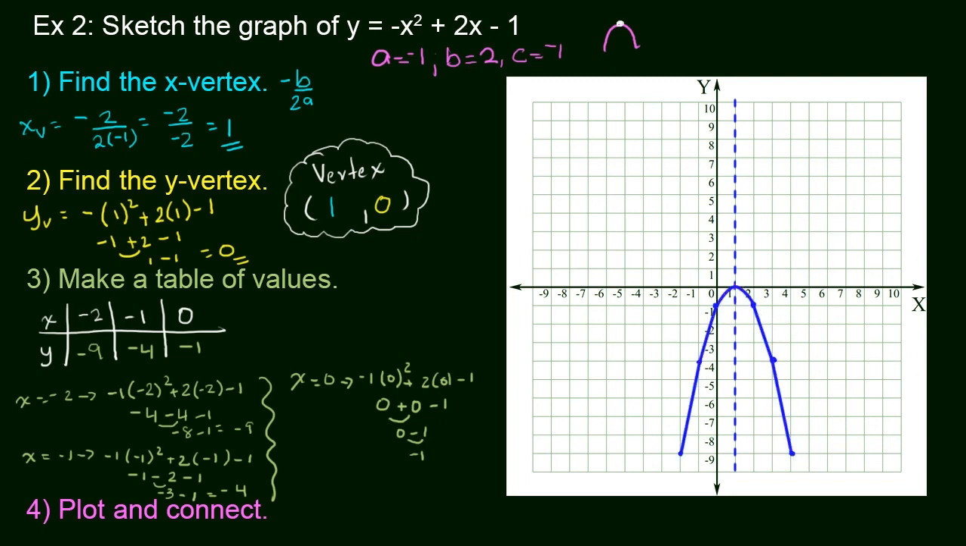And here's our graph of y equals negative x squared plus 2x minus 1. Notice that this graph opens down because our a value over here is a negative, and our vertex is located at x equals 1 and y equals 0.